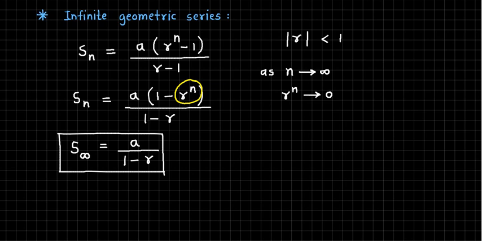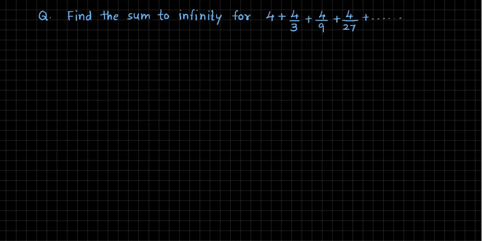Now let us see a few sums based on the infinite series. Here we observe that the first term a is 4, and the second term is 4 by 3, so that means the common ratio is nothing but 1 by 3, which is apparent from the given terms. Since 1 by 3 is numerically less than 1, we will say that the sum of this infinite series is finite.